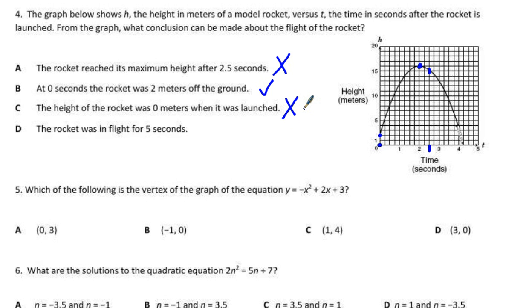And then the last one says the rocket was in flight for 5 seconds. So again, looking down here at my time, here's 5 seconds. It looks like he's coming back down to the ground, and I don't think he's going to make it out to that full 5 seconds. So I don't think he was actually in flight for that long. So it seems like my best conclusion that I can make here is that yes, the rocket was 2 meters off the ground whenever he started.